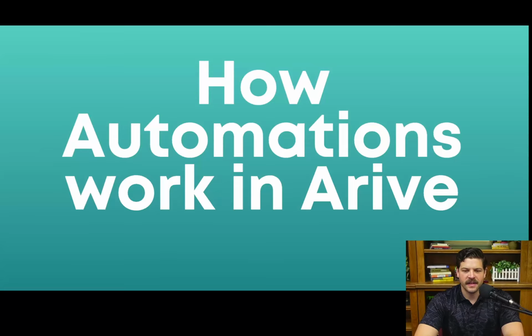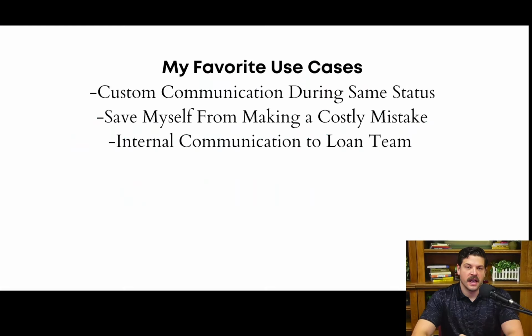Hey everyone, this is how automations work in Arive. My favorite use cases for these: one, custom communication during the same status, and we'll get into that. Basically, sending maybe the borrowers one thing, and to a title agent or real estate agents, I'll say something else on a purchase. Another huge one is saving myself from a costly mistake.